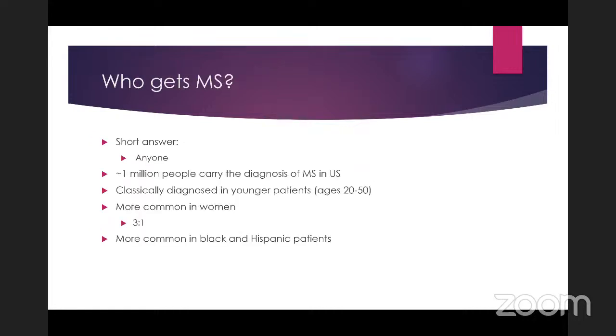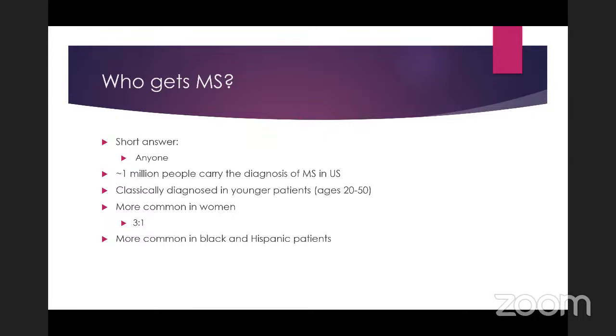So who gets MS? Really anybody can. About 1 million people in the US carry this diagnosis, and the incidence, or the number of people, is growing, mostly because of MRI. We're just better at diagnosing it. And the criteria has been more inclusive, again, because we want to offer treatment as soon as possible.